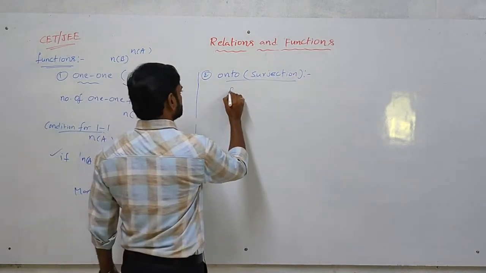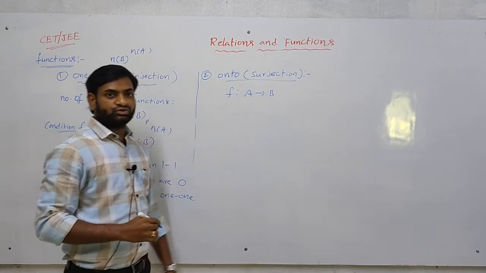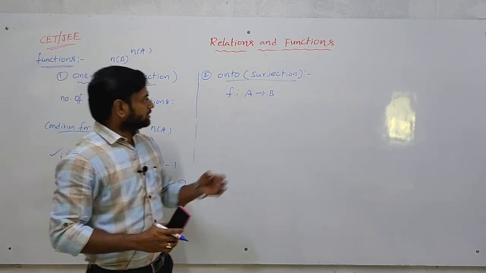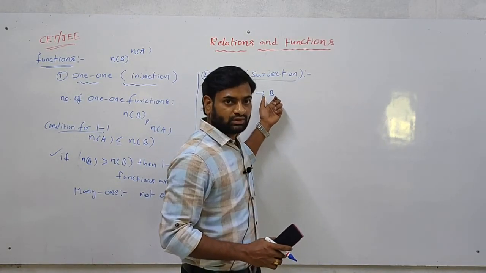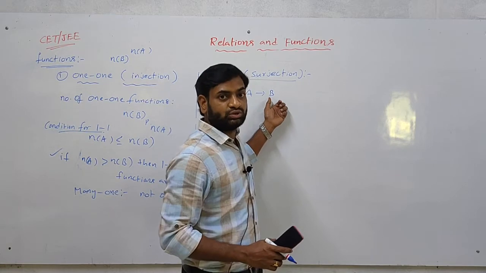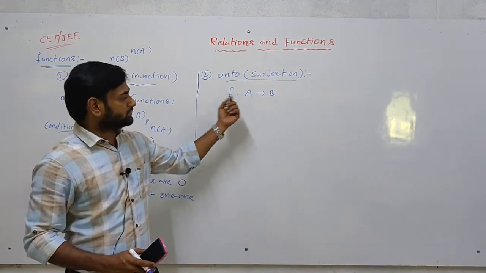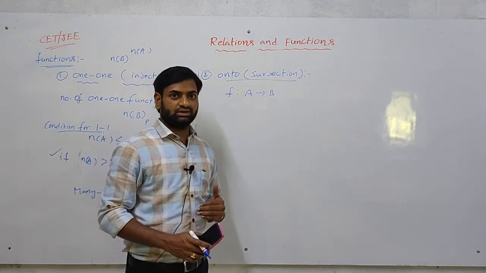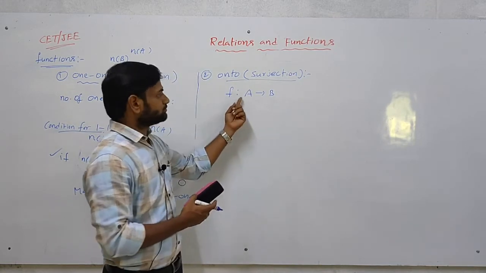Now, see, f is a function from A to B. When can you say this function is onto? It means every element of B should have a pre-image with at least one element of A. Every element of B should have a pre-image with at least one element of set A.